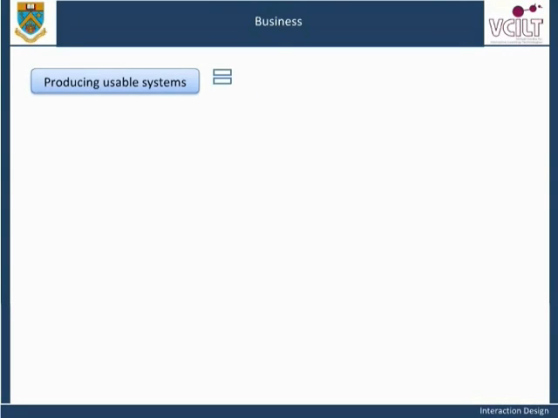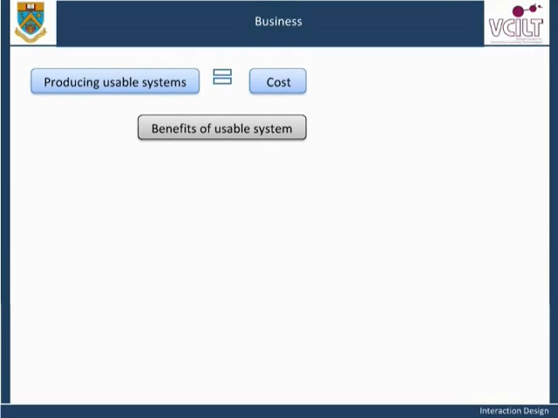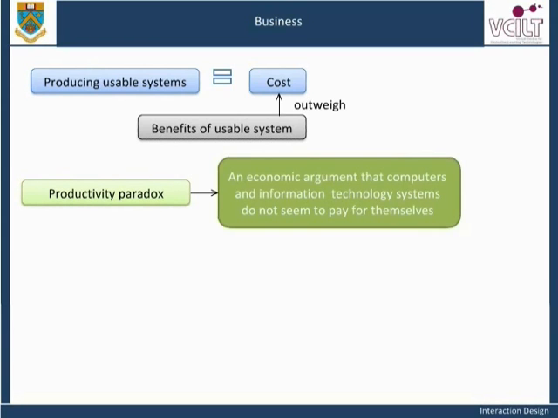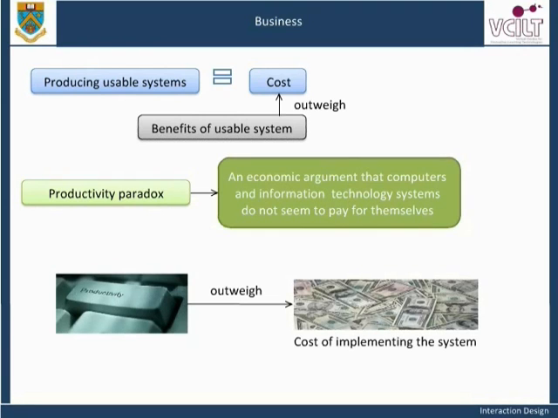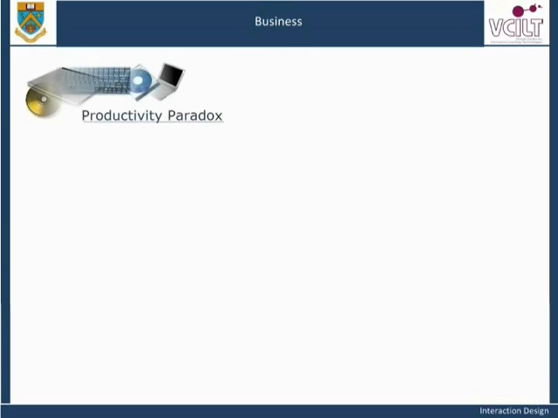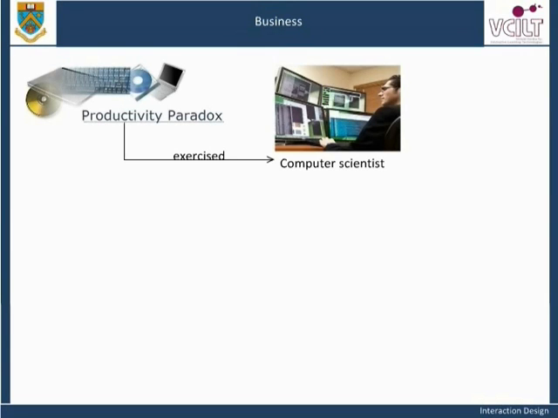If producing usable systems is a cost, then an argument needs to be produced to show that the benefits of a usable system outweigh that cost. We outline the productivity paradox, an economic argument that computers and information technology systems do not seem to pay for themselves. The productivity gains in companies that implement IT systems do not seem to significantly outweigh the cost of implementing the systems. The productivity paradox is controversial and has exercised computer scientists for over a decade.